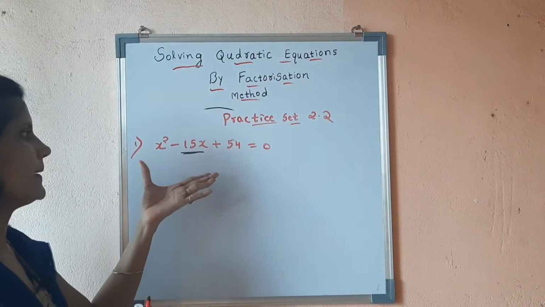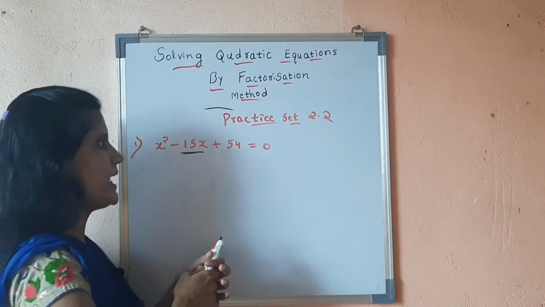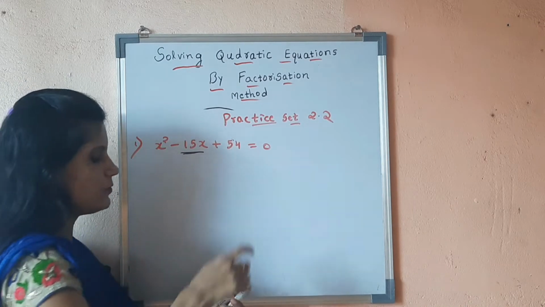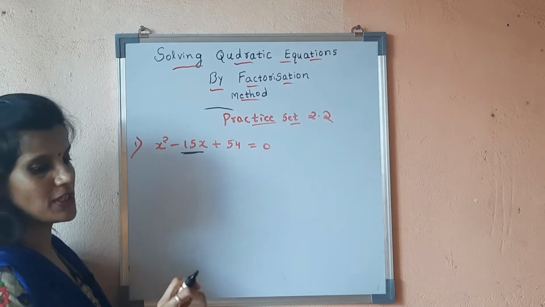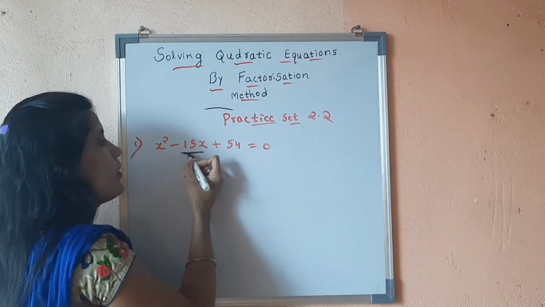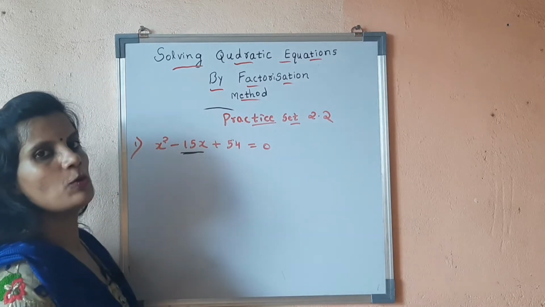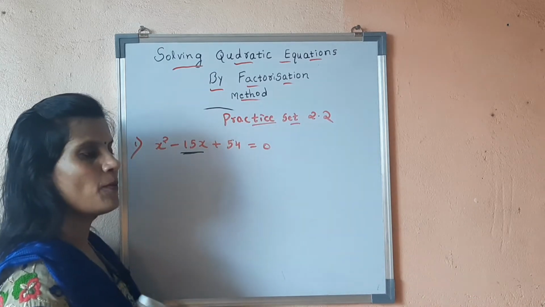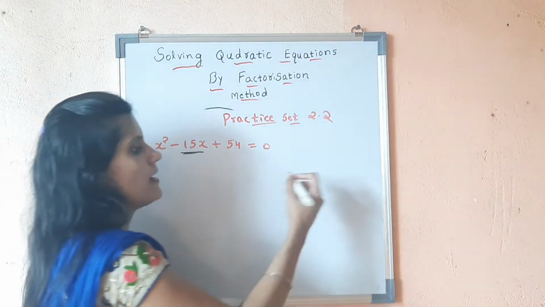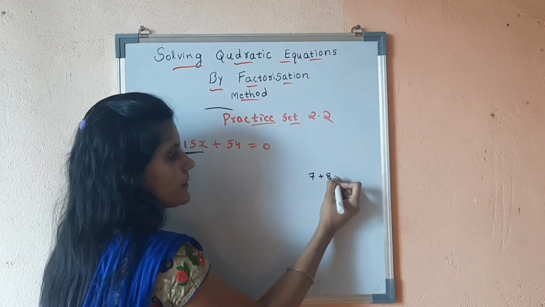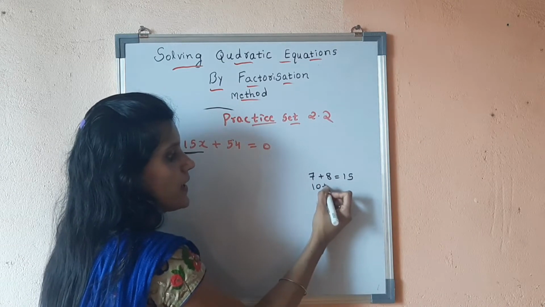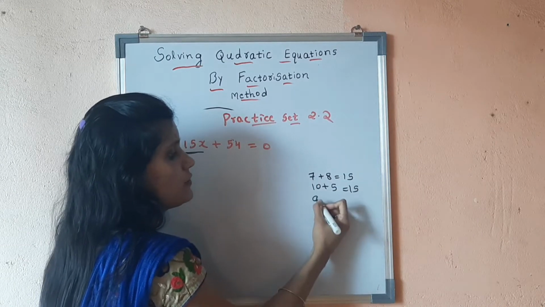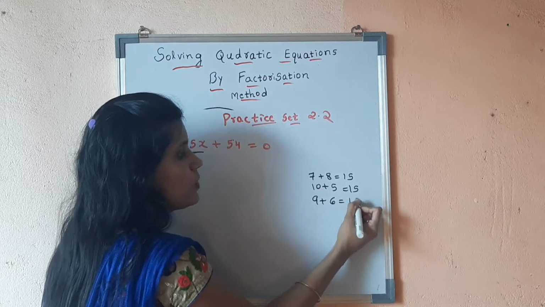The first example, x square minus 15x plus 54 is equal to 0. The first thing you should concentrate on is 15. I already told you to see in how many ways you can write 15. I can write 7 plus 8 equal to 15. I can also write 10 plus 5 equal to 15. I can also write 9 plus 6 is equal to 15.